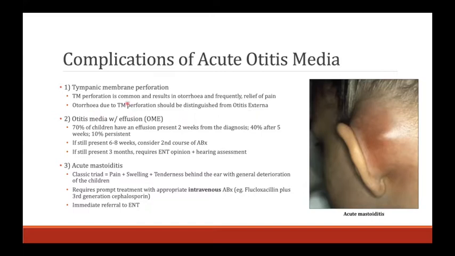Remember that otorrhea due to tympanic membrane perforation should be distinguished from otitis externa, where the otorrhea is already on the outside of the ear canal. So you need to figure out, is the gunk coming from the middle ear leaking out, or is the gunk already on the outside and it's just continuing to leak out? So a very important clinical thing there. How do you do that? This can be ascertained by an otoscopic examination.